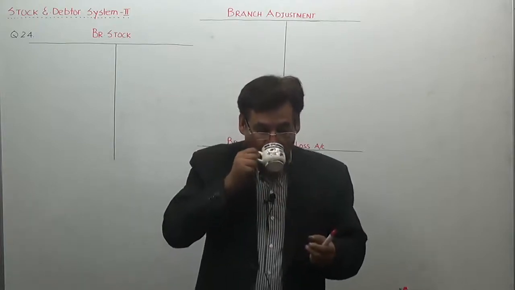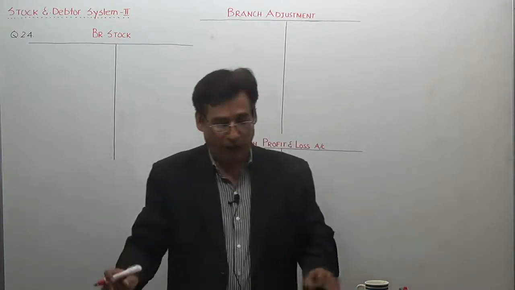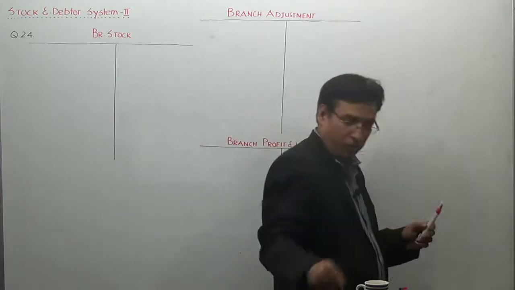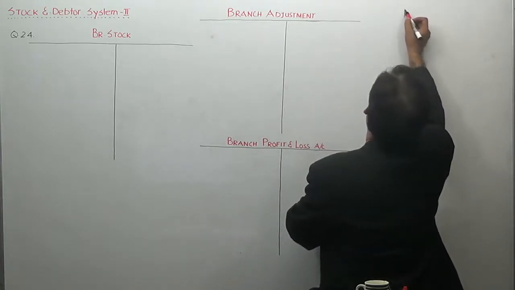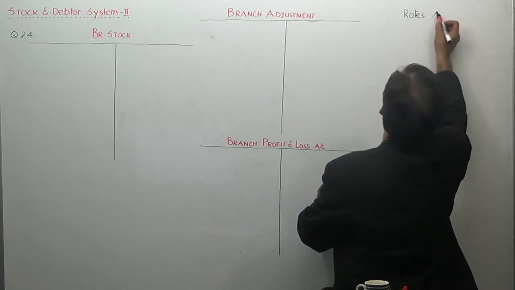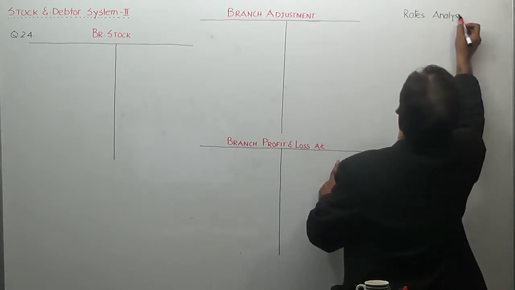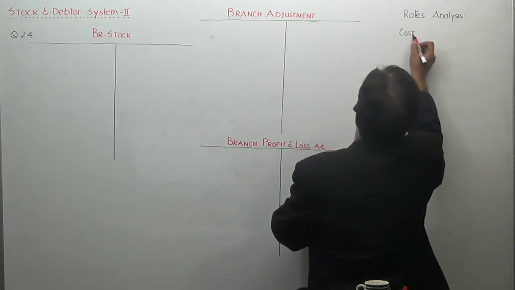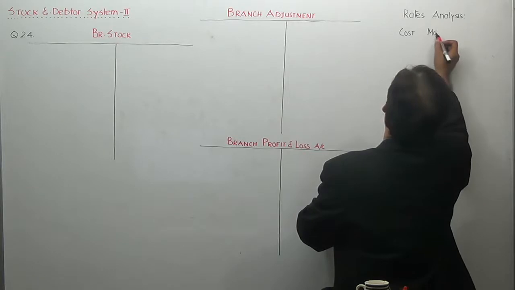So now, first things first. This is an invoice price question, no doubt about that. Lakes Limited sent goods to Rutland branch at cost plus 25%. So first of all, you are going to prepare the rates analysis. As far as rates analysis is concerned, you have to look very carefully whether the rate is given on cost or on invoice price. In this case, the rate is given on cost.